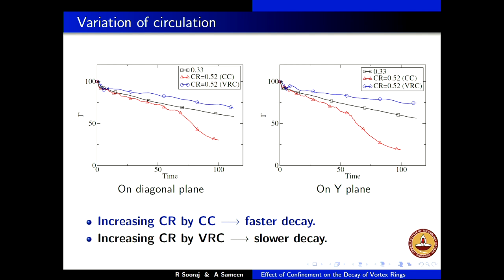Moreover, you can see that the red and the black line are for the same vortex ring. So, to an extent they evolve almost similarly, but after some time the circulation line deviates from the other one. That is because the confinement walls are coming closer, and that might be the place where the vortex ring feels the existence of the viscous wall.